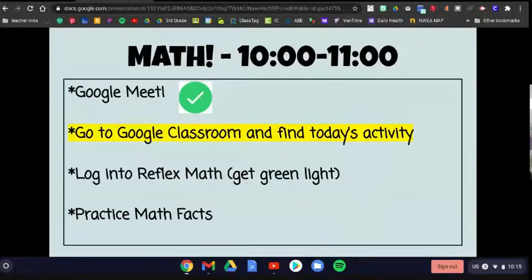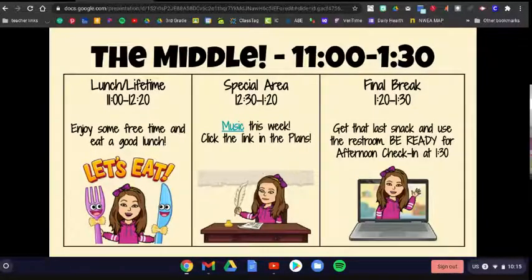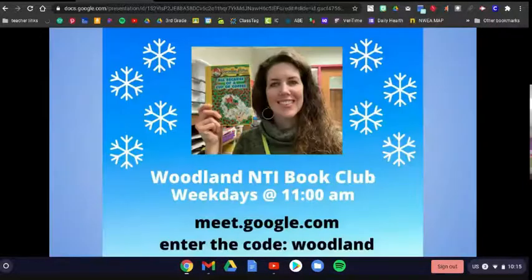So that's math. We're going to check off our meet in just a minute. We're going to do our activity, and then you're going to go to Reflex. You also then at 11 o'clock, when math is over, you're going to complete the work that you're missing. So after 11 o'clock, if you need to finish reading, get that done. If you haven't done Reflex or Lexia, get that done. 11 to 12:20 is your lunch and lifetime. And then we have music for specials. And then 1:20 is your final break.